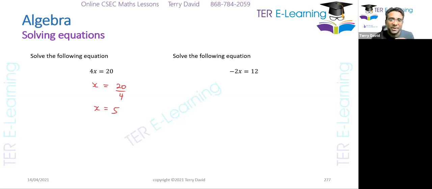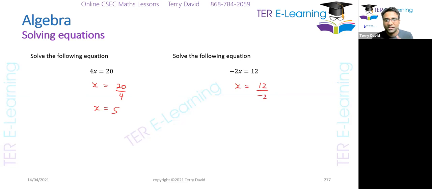When there are instances where we have a minus sign, you have to be careful with those. So minus 2x is equal to 12. I need to get rid of that minus 2. The only way I can do that is to divide both sides of the equation by minus 2. So we're going to end up with x is equal to 12 divided by minus 2.